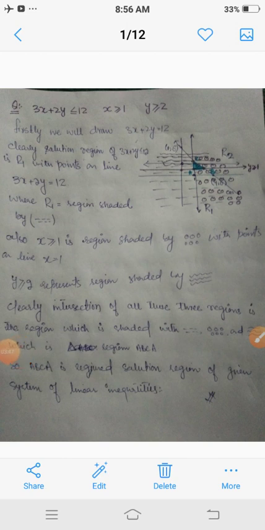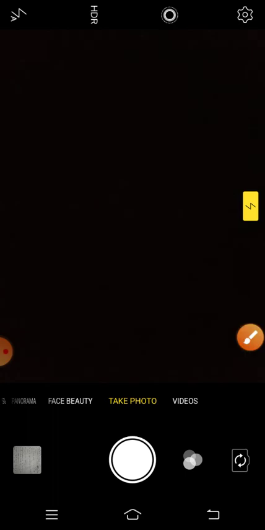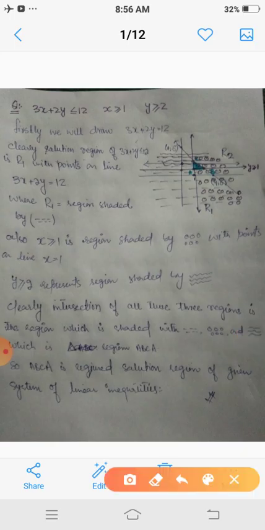Similarly, if we consider 3x plus 2y less than or equal to 12, x greater than or equal to 1, y greater than or equal to 2. So this means that here we have three linear inequations. That is, we have a system of three linear inequations in two variables, because x greater than or equal to 1 is x plus 0y, and y greater than or equal to 2 can be written as 0x plus y greater than or equal to 2.